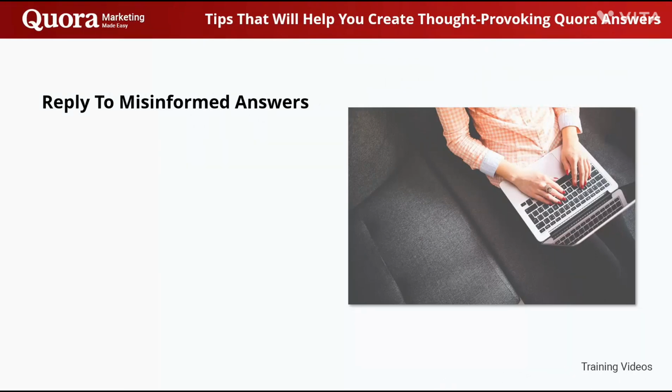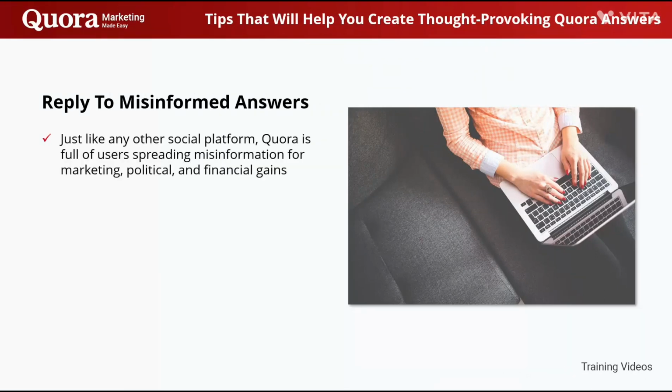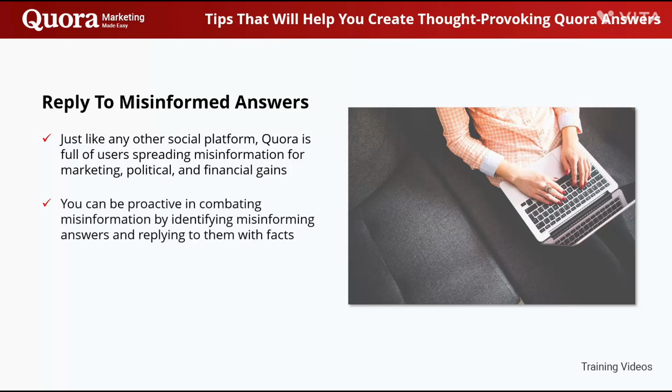Reply to misinformed answers. Just like any other social platform, Quora is full of users spreading misinformation for marketing, political, and financial gains. You can be proactive in combating misinformation by identifying misinforming answers and replying to them with facts. Use the exact same format you use when you reply to questions, and you'll see how people upvote your answer until it gets the top rank.